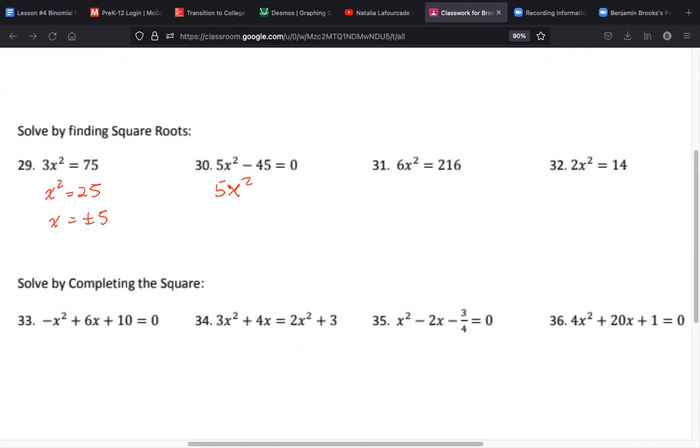Next one, if you have 5x squared, you can get it by itself. 5x squared is equal to positive 45. Then you divide both sides by 5. You end up with x squared is equal to 9. Therefore, x equals plus or minus 3.